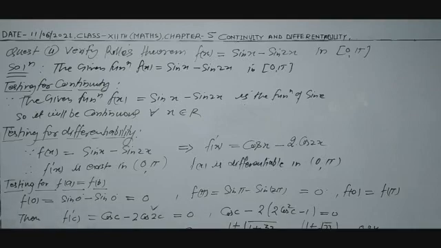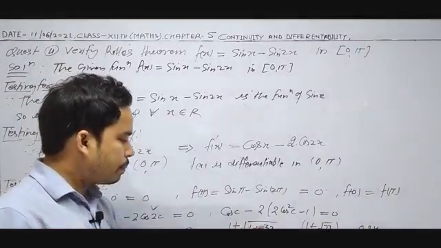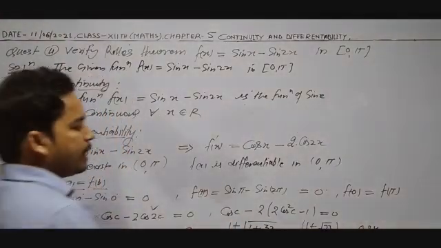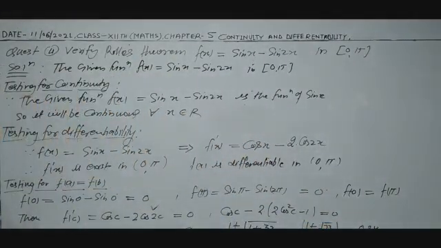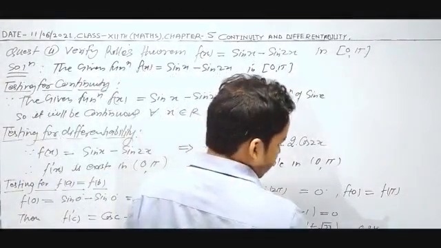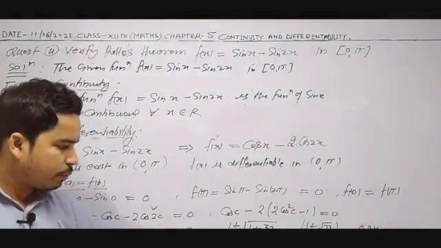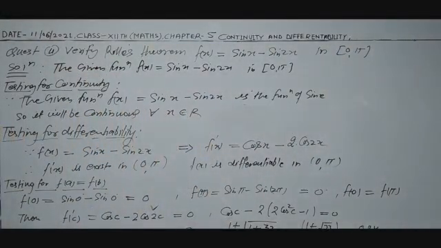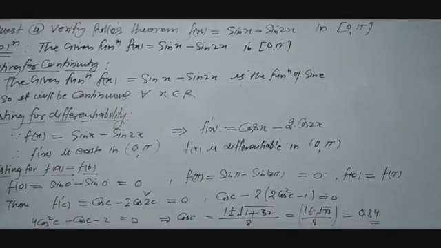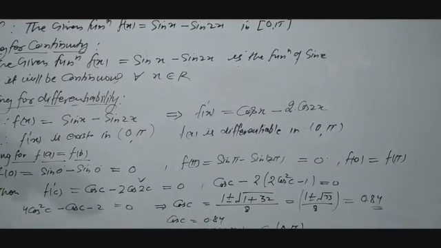This is quadratic form, so you can find the values of cos c as 1 plus minus root over 1 plus 32, whole upon 8. You will get two results, positive or negative, and we have taken the positive result, that is 0.84. So c will be equal to cos inverse 0.84. This value will lie in 0 to pi in the open interval.